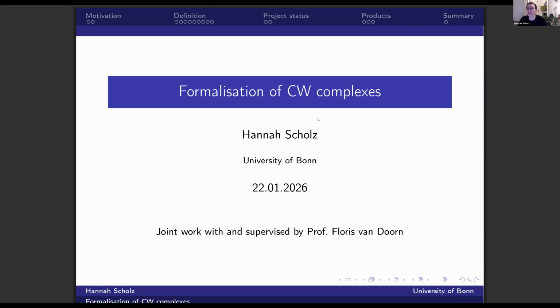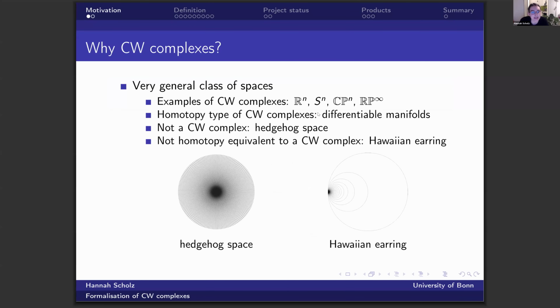So why should we care about CW complexes? First of all, they are a very general class of spaces. What are basic examples of CW complexes? For example, Rn, the spheres Sn, something more complex, CPn, something infinite dimensional, RP infinity. So a lot of the basic spaces that you might know. And if you only care about your space being homotopy equivalent to a CW complex, you get even more spaces, for example, all differentiable manifolds.